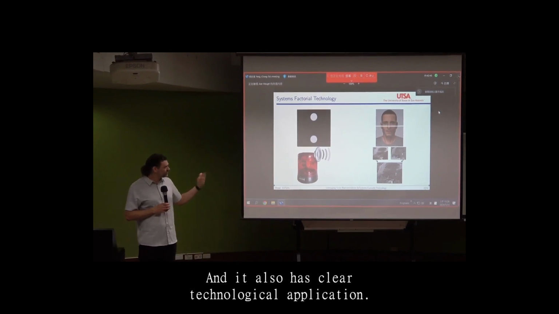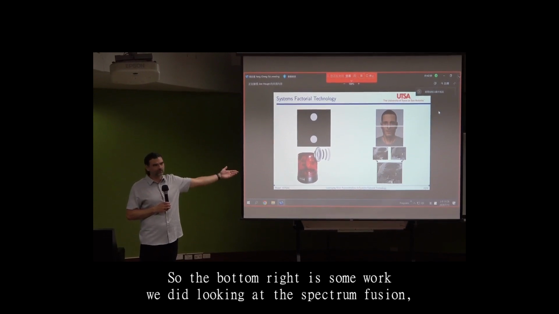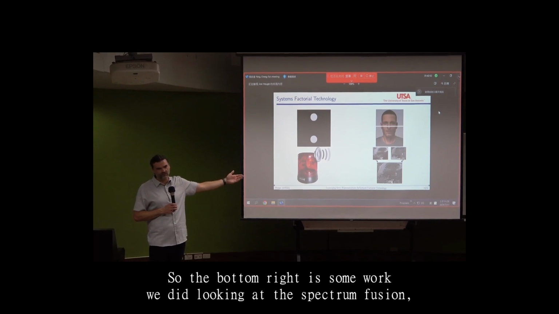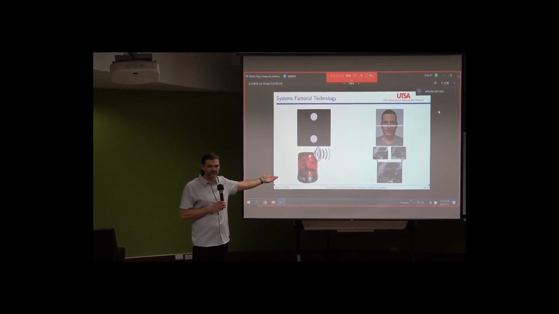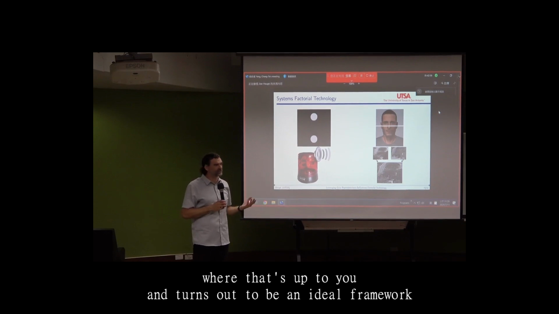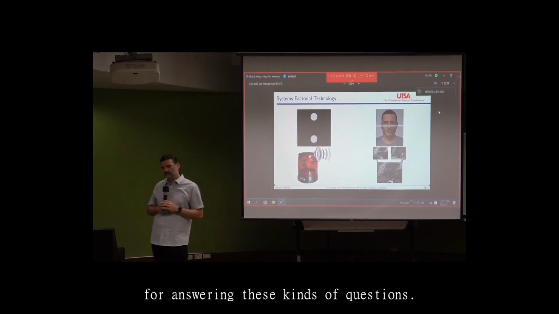It also has clear technological application. The bottom right is some work we did looking at multispectral fusion. If you've got a thermal sensor and a visible sensor, what's the best way to display it? SFT turns out to be an ideal framework for answering those kinds of questions.